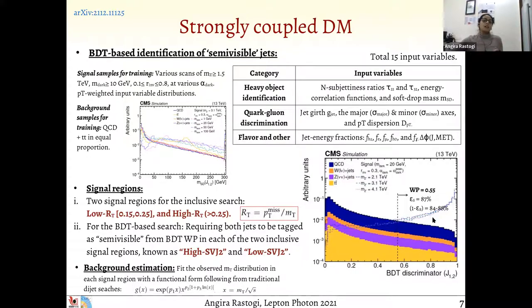So we define two different signal regions, low RT and high RT, where RT is the ratio of MET by the transverse mass of the dijet system. And then in each of these signal regions, we require the two jets to be tagged as semi-visible, so they have to pass the BDT working point of 0.55. And then the signal regions are called high SVJ2 or low SVJ2.